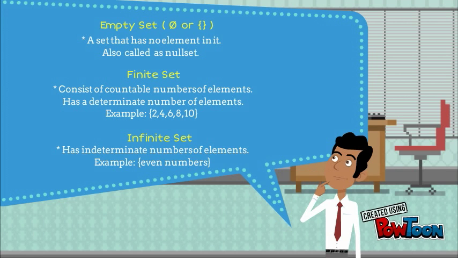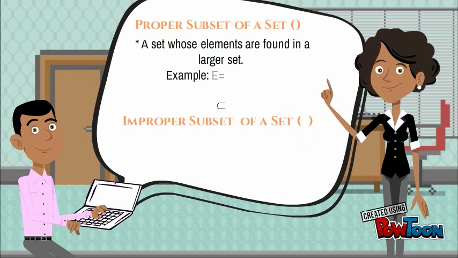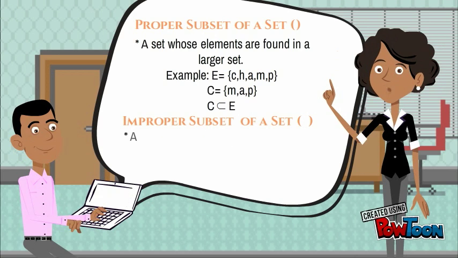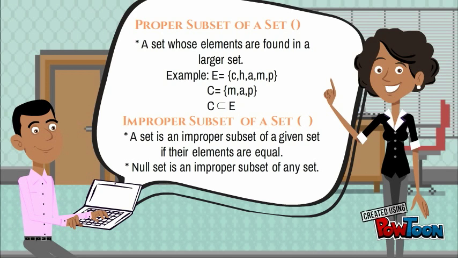Example, even numbers. Proper subset of a set. A set whose elements are found in a larger set. For example, set E is equal to CHAMP while set C is equal to MAP. So set C is a subset of set E. An improper subset of a given set is a subset whose elements are equal to the set.